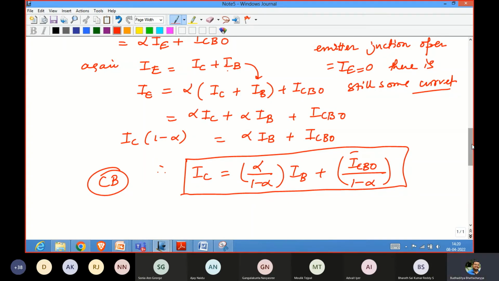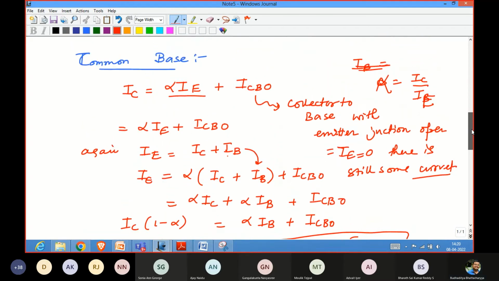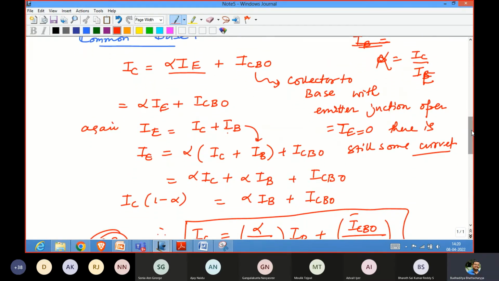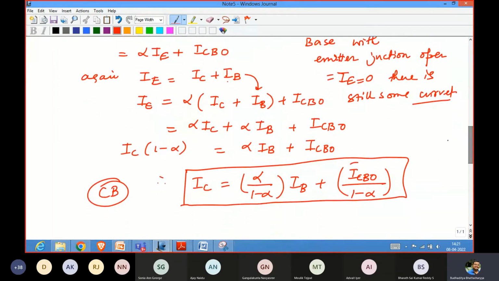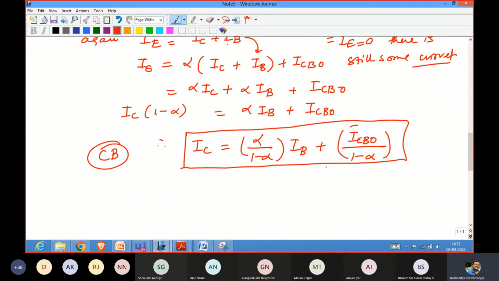Any doubt with this? Why we are doing it? This is for the common base. We are just investigating the common base a little bit. We have already established what leakage current is, why it comes, and the conditions for it. Now if I include that leakage current in the equation that we already have established, we get the final expression as this. Just keep a note of this. Hopefully all of you are on the same page. This is fine now?